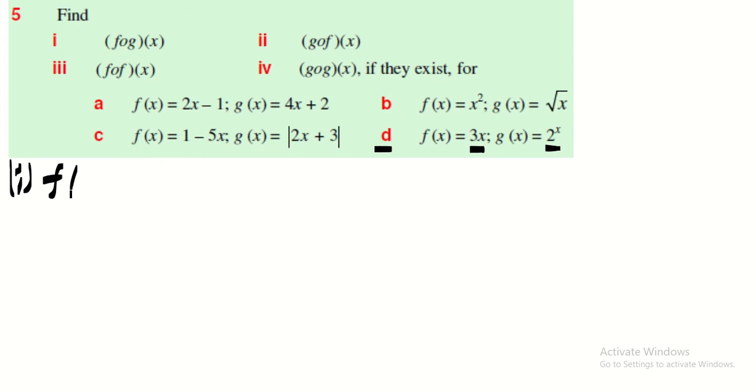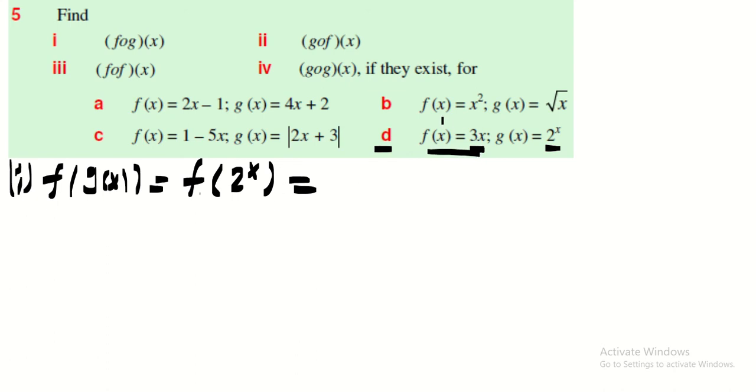What does it say? F of g of x. That is the first one, which is f of what's g of x? G of x is 2 to the power of x, which is f of 2 to the power of x. What does the f rule say? Multiply by 3 only. So whatever you input here is to be multiplied by 3. So our input here is 2 to the power of x. So 3 times 2 to the power of x. Just keep it as it is. You can't do anything. Can we simplify? That is the answer. Second one, what to do?